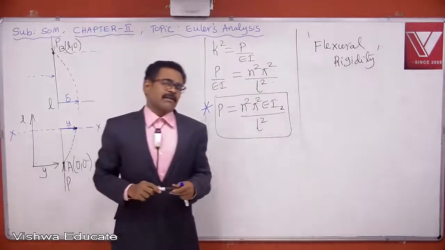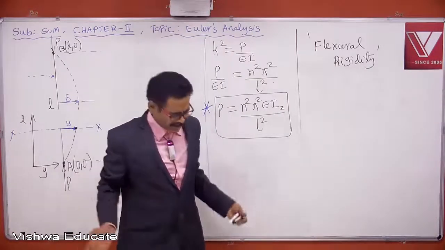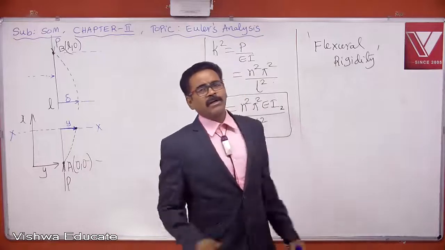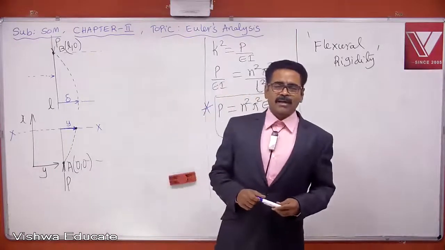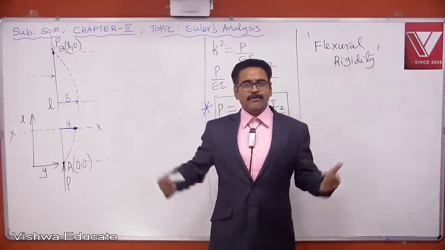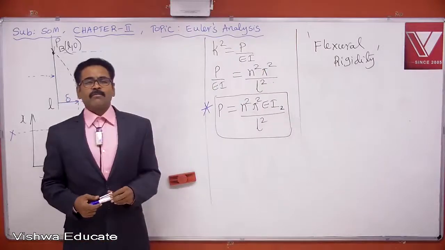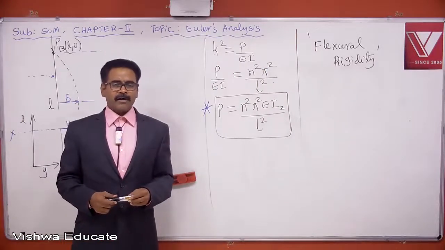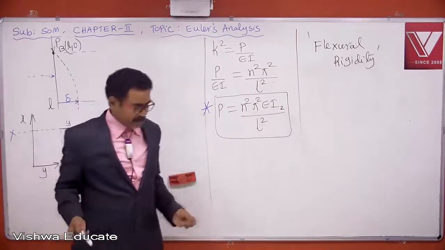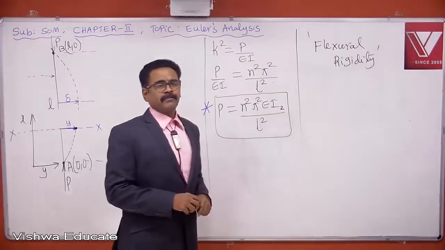If flexural rigidity of column is more, Euler's critical load also more. What is critical load? Critical load indicates load bearing capacity of column without buckling, or safe load. More the flexural rigidity, more the load bearing capacity of column without buckling. Okay, second point.